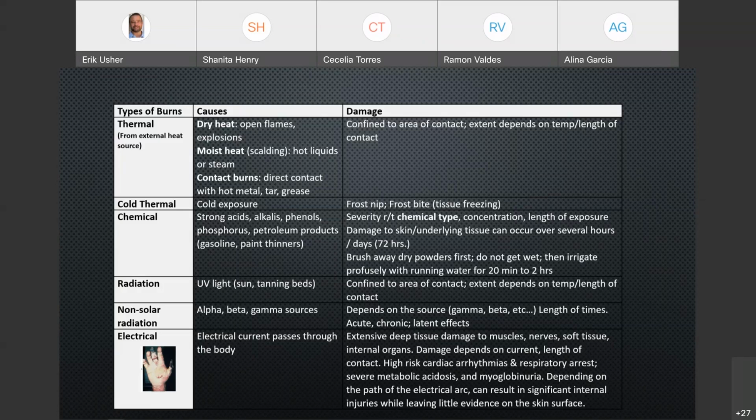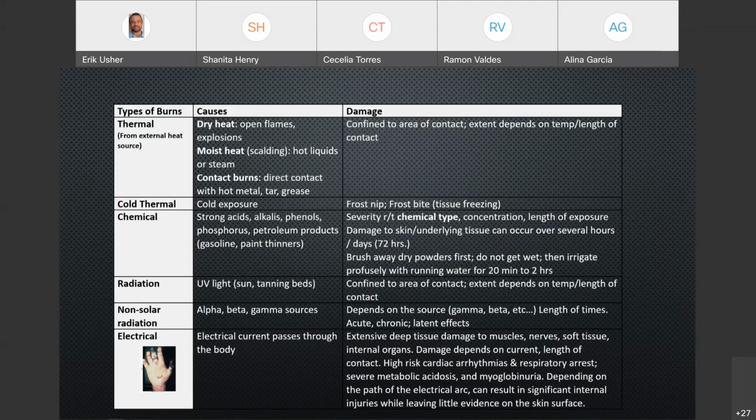Then there's non-solar radiation. Those are alpha, beta, and gamma sources, and that really just depends on the source of that radiation. The length of time is a real big indicator, and that can be acute, chronic, and you can have latent effects. In the medical community, we as nurses can actually work in environments where we're exposed to this non-solar radiation frequently. That is interventional radiology, the cardiac catheterization lab. So we protect our nursing staff, physician staff, and tech staff with lead aprons, lead thyroid shields, lead hats, and we even have leaded glasses. You can see through them, but the lead prevents that radiation from penetrating the retina.